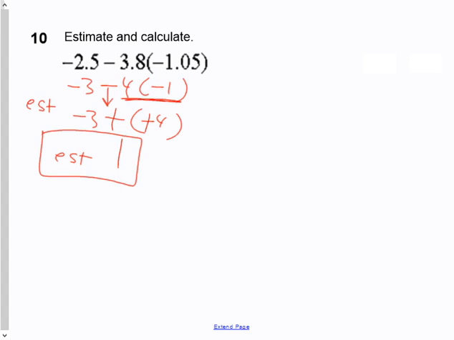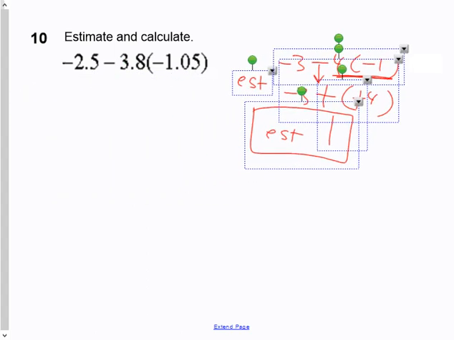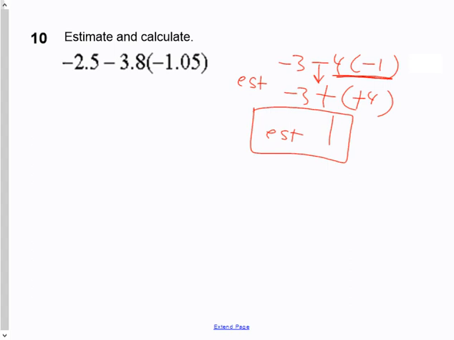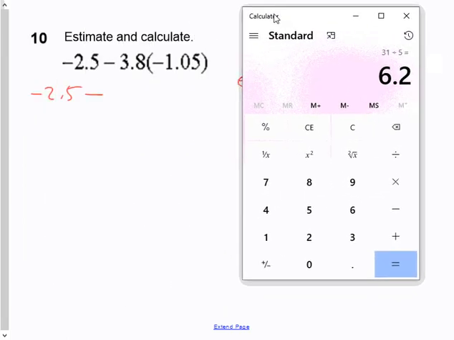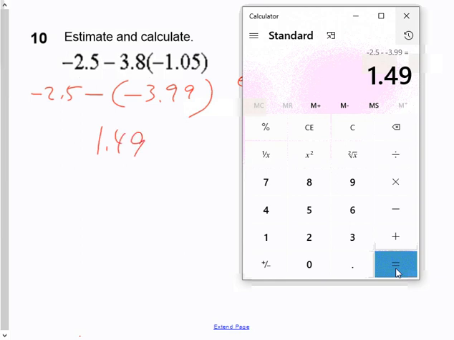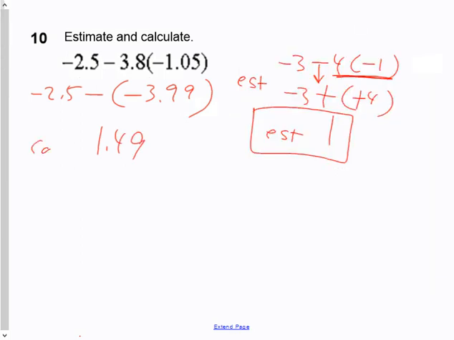For your calculation, let's be lazy here. Let's just take this and move it over here. For your calculation, I'm going to put negative 2.5 take away. Grab my calculator because I cannot do this mental math. 3.8 multiplied by negative 1.05 equals negative 3.99. So bracket negative 3.99. Now you can use a calculator. So a smart person is going to go 2.5, make that a negative, take away 3.99, which of course is a negative, and press the equals button. Your answer will be a positive 1.49 compared to my estimation of 1. My estimation and my calculation were pretty close.